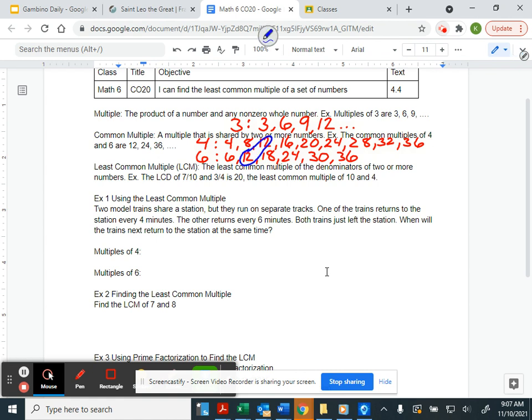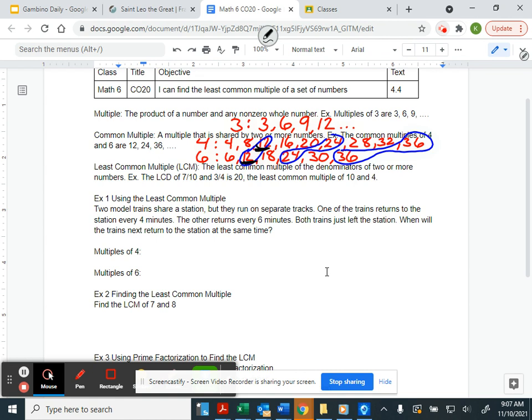They share 12. They share that 24. They share a 36. Those are common multiples. So common multiples are the ones that they share in common. The least common multiple of these two numbers would be the smallest multiple that they share in common.